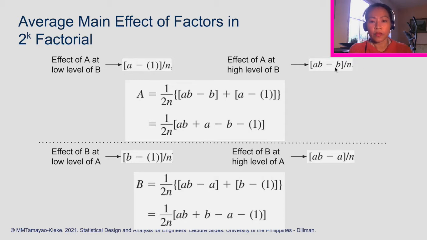So the average main effect of factor A is just equal to the average of these two. So you have ab minus b plus a minus (1) over there, divided by 2n. If you simplify or rearrange that, you get this expression. Now for B, similarly, we get this expression here.